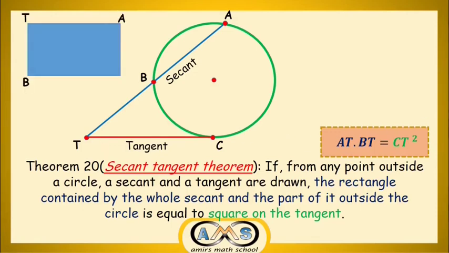Or we can say, if we consider one rectangle where the length is TA and the breadth is TB, then the area of this rectangle will be equal to the area of the square whose side length is TC. These two areas will be equal, the rectangle with length TA and breadth TB, and the square whose side is TC.